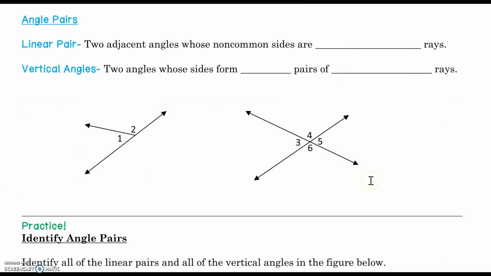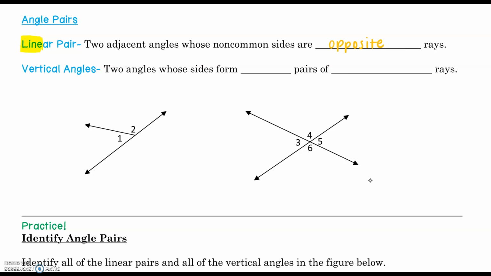All right, moving on to some more angle pairs. So here we have a linear pair first. I just want you to notice the word line in linear pair, right? So a linear pair: two adjacent angles whose non-common sides are opposite rays.